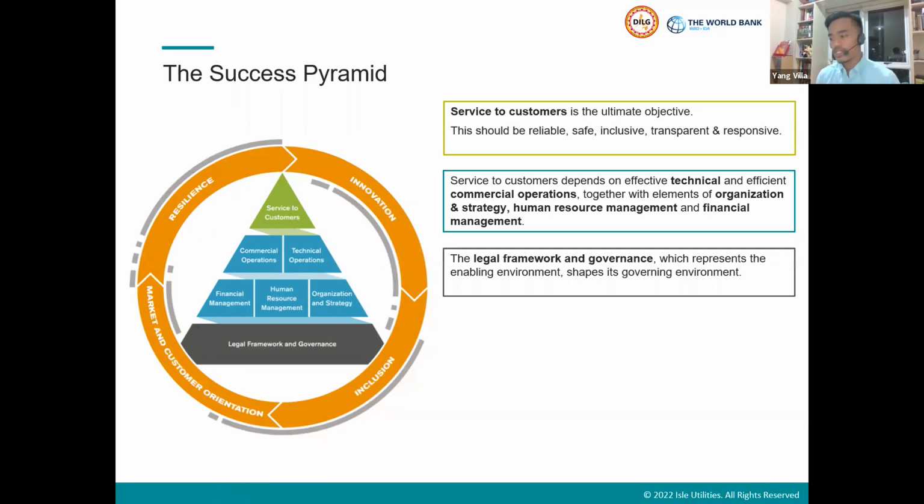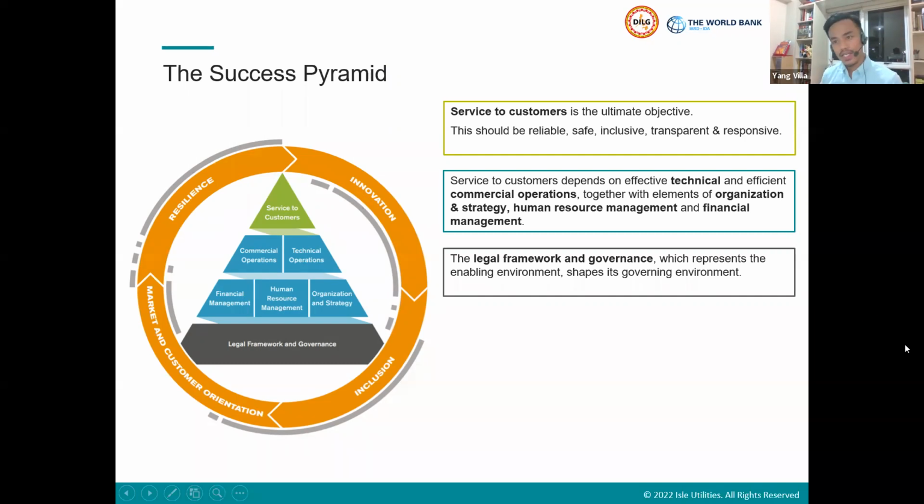At the very bottom of the pyramid, you can see legal framework and governance, which represents the enabling environment of the utility. The enabling environment is what shapes the utility's governance, its ability to adapt to change, as well as the regulations and legal environment upon which that utility resides. And these are strong influences to how a utility performs.